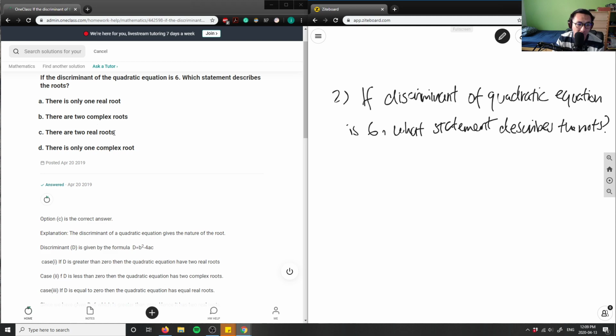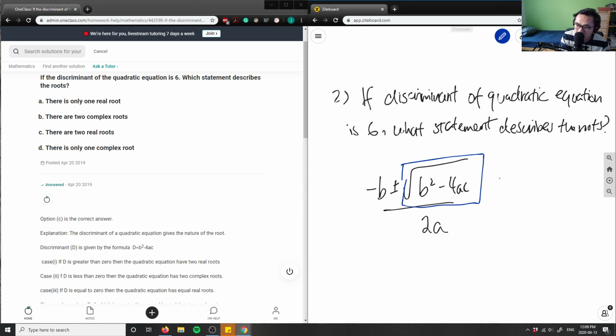There are 2 complex roots. There are 2 real roots, and there's only 1 complex root, right? So what is this discriminant? Remember our quadratic formula: it states that x equals negative b plus or minus the square root of b squared minus 4ac, all over 2a, right? So here is my quadratic formula, and I have negative b plus or minus the square root of b squared minus 4ac. This here, b squared minus 4ac, is my discriminant, right?